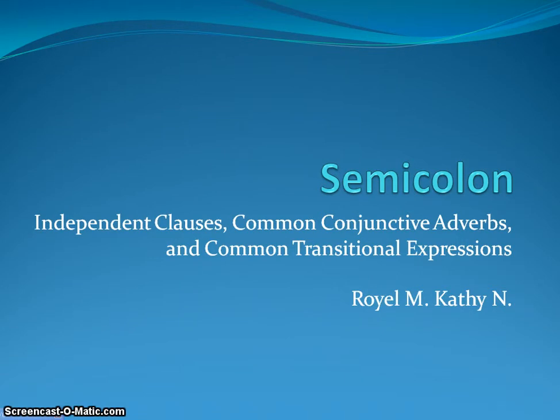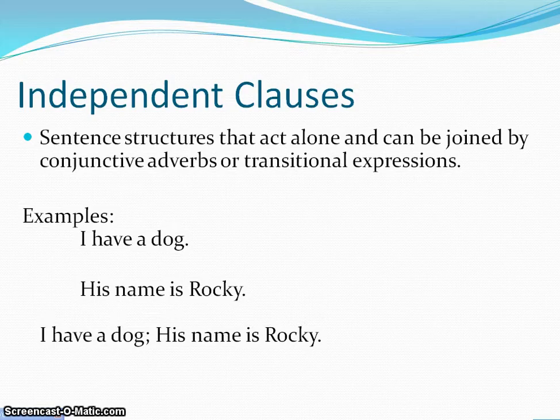Independent clauses, common conjunctive adverbs, and common transitional expressions. Independent clauses: sentence structures that act alone and can be joined by conjunctive adverbs or transitional expressions. Here are some examples. I have a dog. His name is Rocky. Since both of these sentences seem related, you combine them using a semicolon: I have a dog; his name is Rocky.